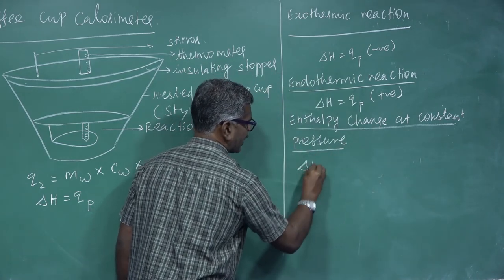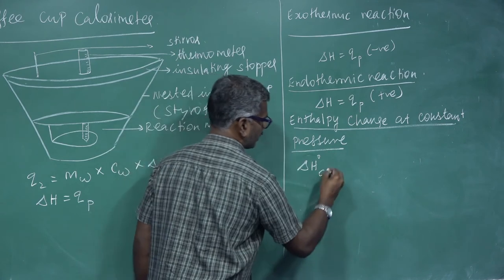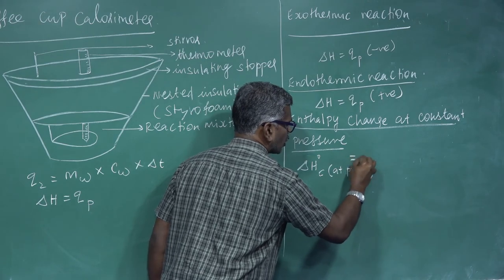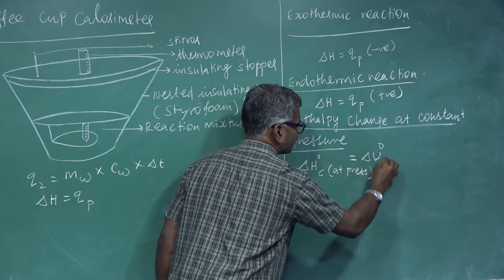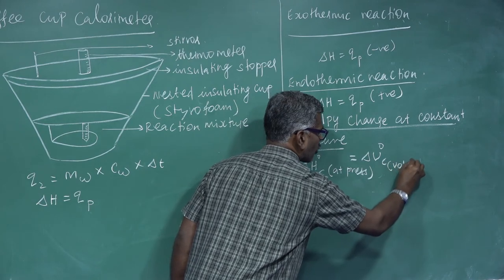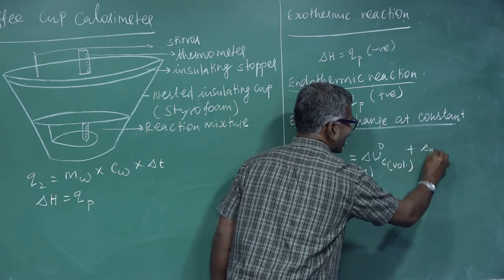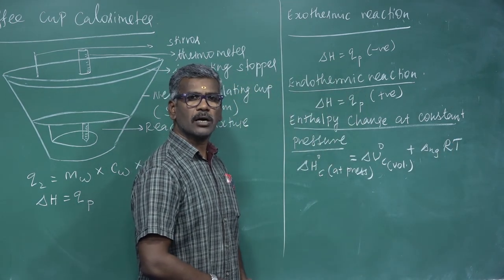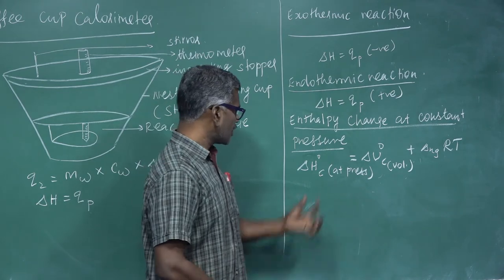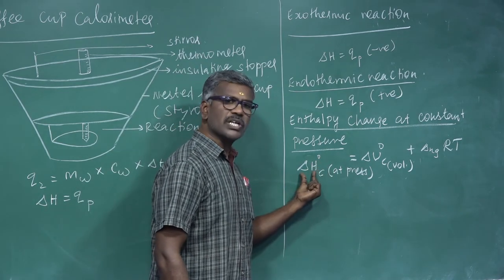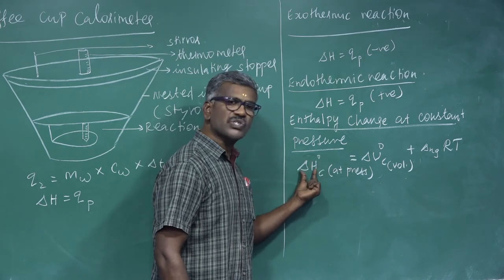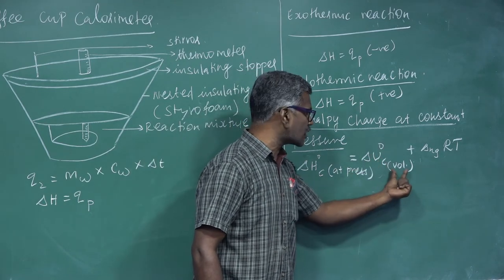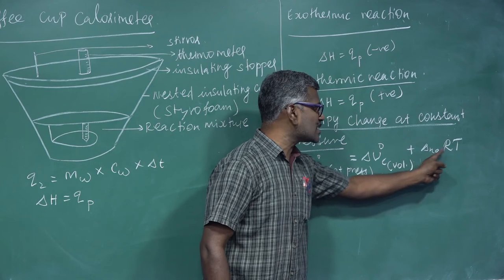That is delta H naught calorimeter. This takes place at a constant pressure, should be equal to delta U naught C, this takes place at a constant volume, plus delta n_g RT. This equation can be explained according to the first law of thermodynamics. Here delta H naught is nothing but standard enthalpy change at a constant pressure, which should be equal to standard internal energy change at a constant volume plus delta n_g RT.